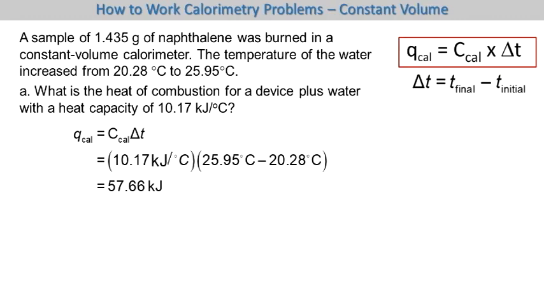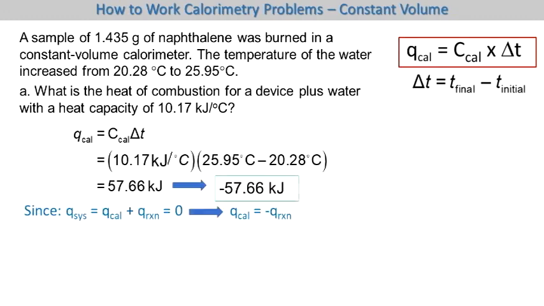To carry out this problem, we set up the equation Q equals C delta T, and we simply plug in each of the values: 10.17 kilojoules per degree C for the heat capacity, times delta T, and we obtain 57.66 kilojoules. Note that this is the heat of the calorimeter. Therefore, the heat of the reaction will have the opposite sign. So the calorimeter had positive 57.66 kilojoules, and the heat of reaction will be minus 57.66 kilojoules. That is the heat for this process.